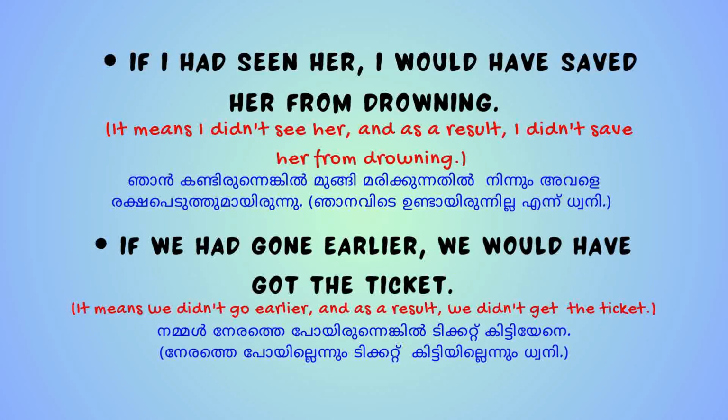Let's have some more examples. If I had seen her, I would have saved her from drowning. It means I did not see her and as a result, I did not save her from drowning. If we had gone earlier, we would have got the ticket. It means we did not go earlier and as a result, we did not get the ticket.